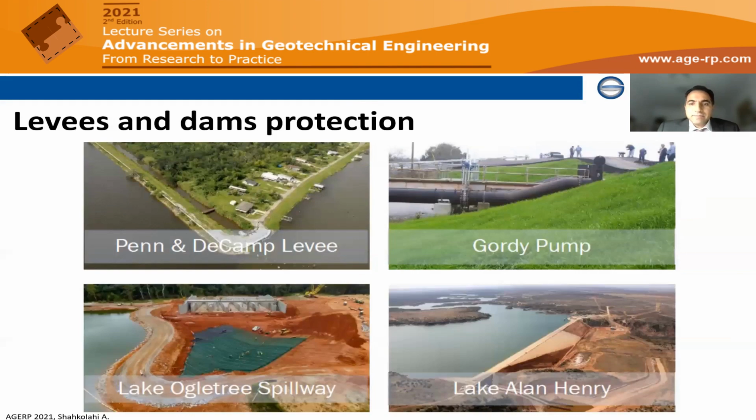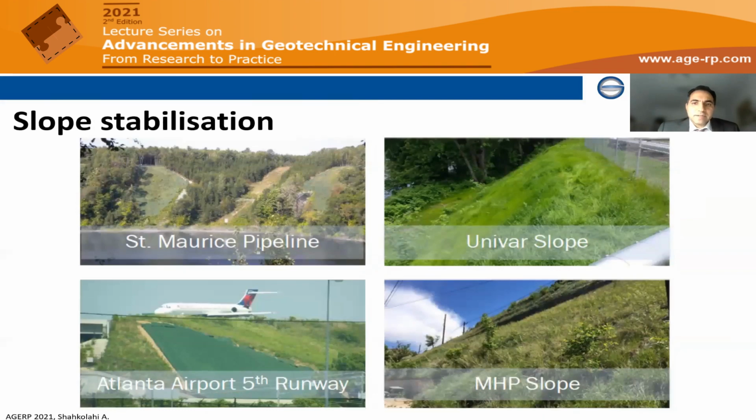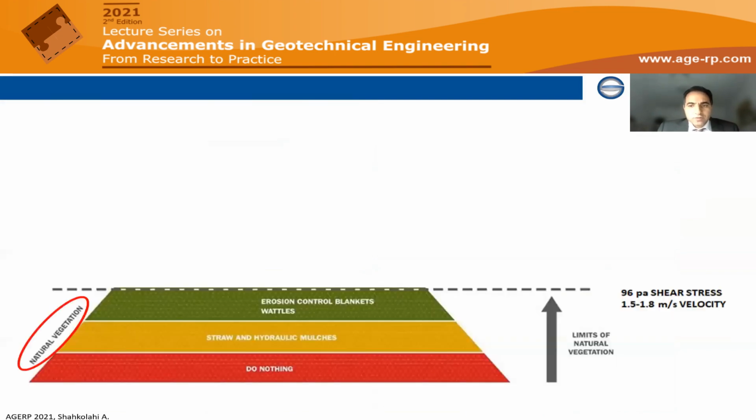We can have levees and dams. We will talk about this a little bit more. We can have slope stabilization. So all these nice vegetated areas that you can see are reinforced with a TRM. To summarize what we should use: normally, when we have low shear and velocity forces, we can use normal solutions, so we rely on vegetation. That's why we use just soil, hydromulching or erosion control blankets, because all of them rely on natural vegetation.